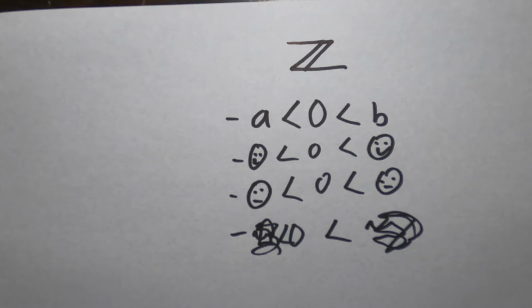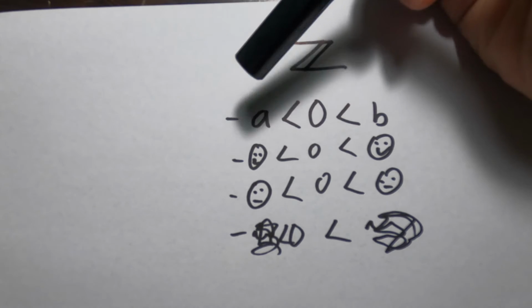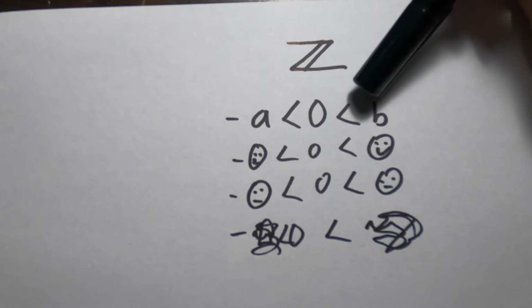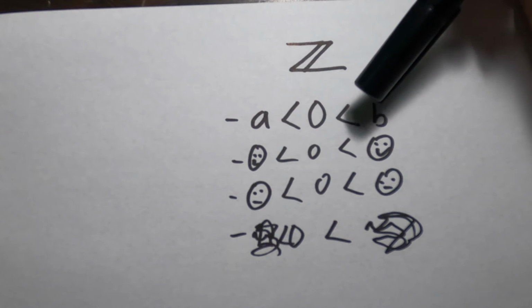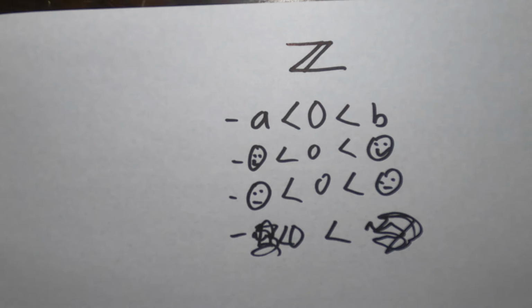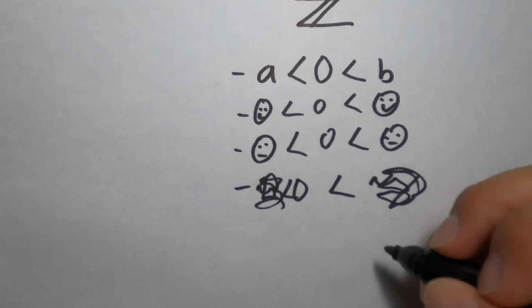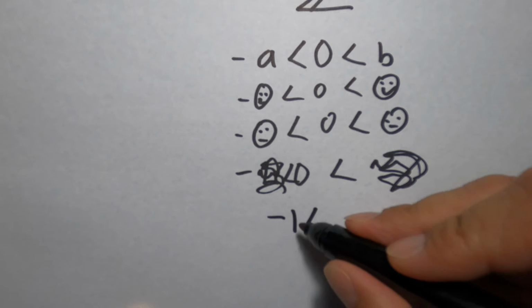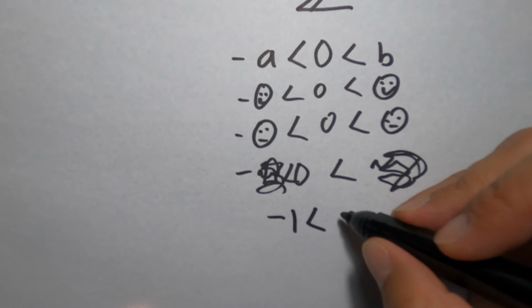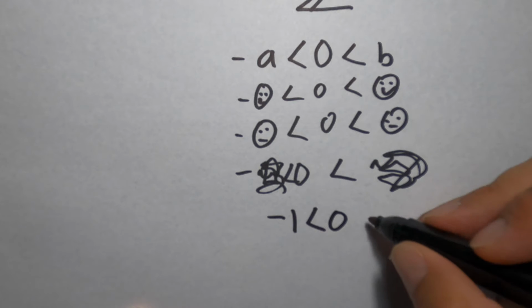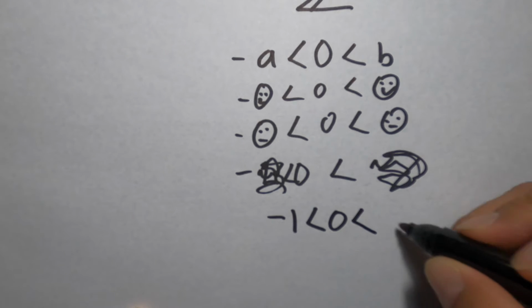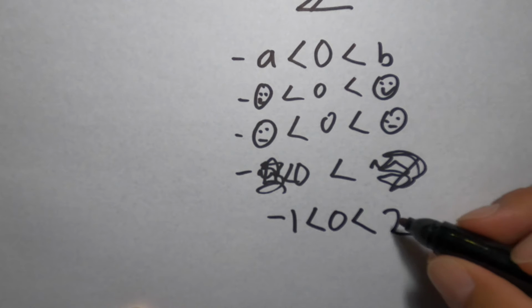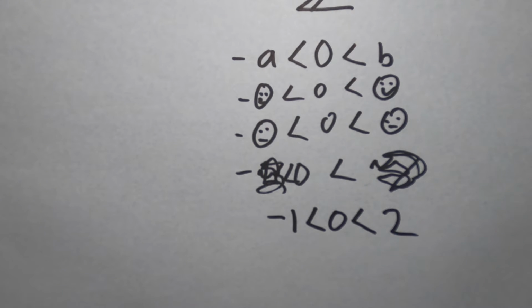We want to focus on the idea that some negative number is less than 0, and some positive number is going to be greater than 0. That's all that means. In this case, let's say that we have -1. Let's just say we'll say A is 1, and -A is less than 0. And B, we'll say B is 2, and 2 is greater than 0.